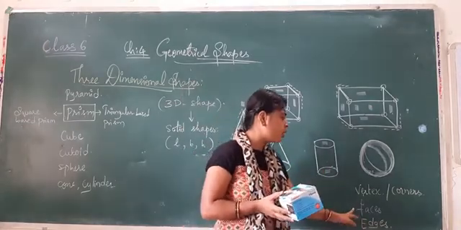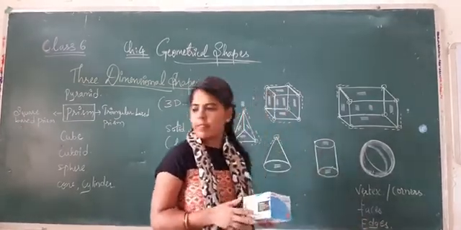Based on that, I am going to check for the cube. How many vertices are there? How many faces are there? How many edges are there? Right? We will see that.